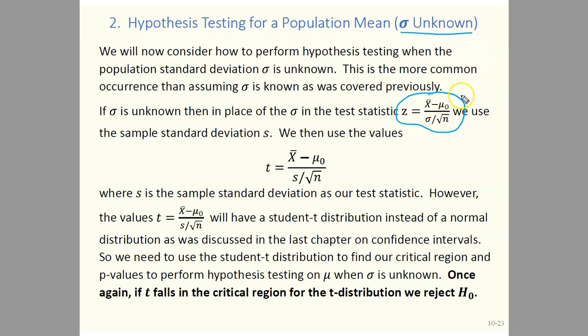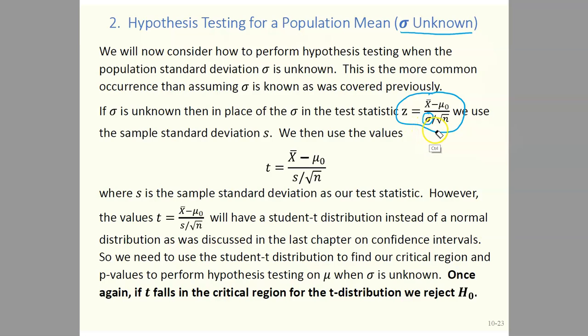So this is what we use if the population standard deviation sigma is known. Recall that x bar is our sample mean, mu naught is our proposed population mean, and then we divide that by sigma over root n. Well, now if sigma is unknown, we don't know what this value is, so we can't really use this formula. Well, it's a pretty easy modification.